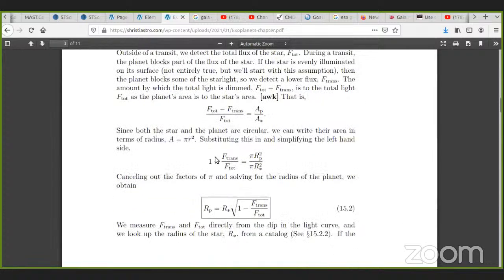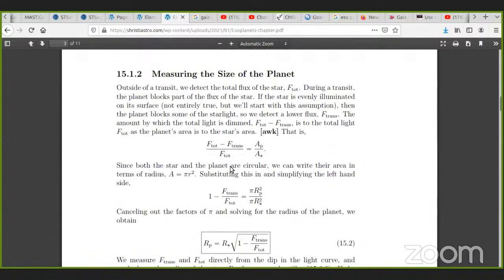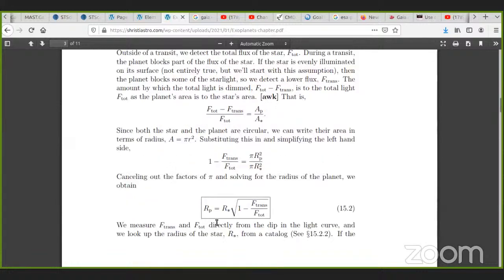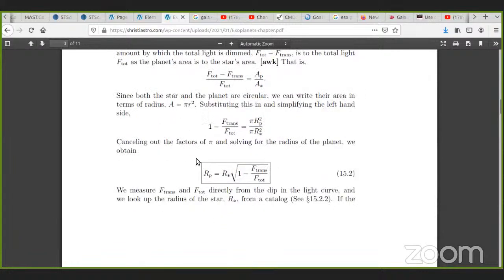The other thing which he's shown us here, the theory formula, etc., is how you actually get the size of the planet by taking the ratios, a function of the two fluxes, right? So using that, he's giving you the radius of the planet.